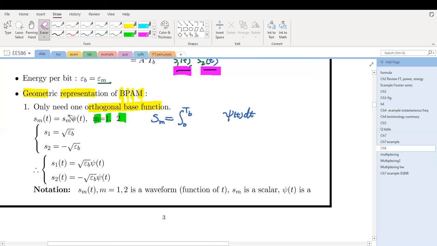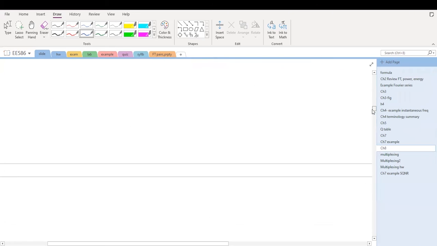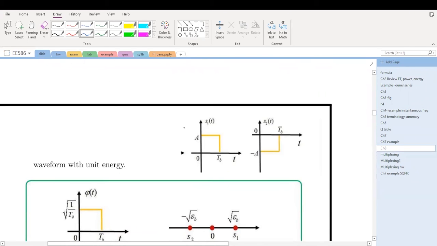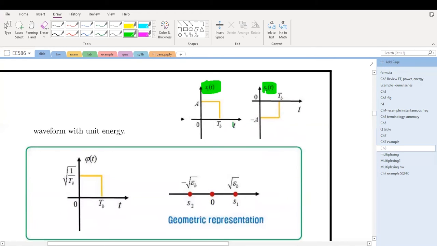So how do we obtain this coefficient, s_m? We do the integral from 0 to Tb of the waveform s_m(t) multiplied directly by this base function psi(t), with m equals 1 or 2. Let's look at an example here. Given this waveform, s1(t) and s2(t) are defined. How do we represent these waveforms using the geometric representation?